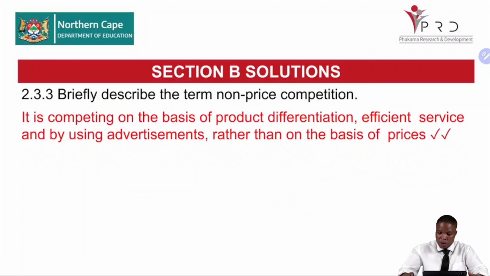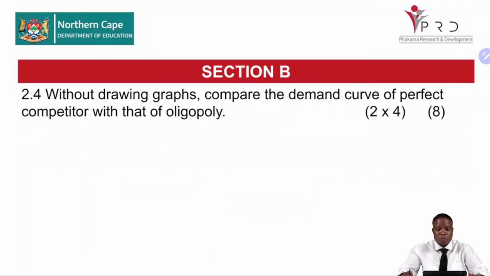Right, we're going to move to your Longanyana question, which is question 2.4. Without drawing graphs, compare the demand curve of a perfect competitor and that of an oligopoly. Right, so they said without graphs.